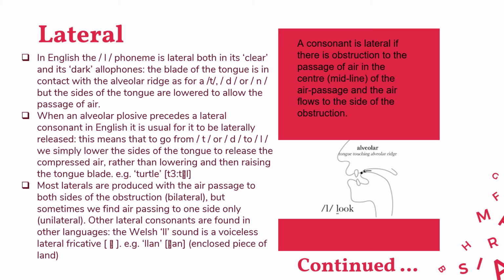When an alveolar plosive precedes a lateral consonant in English, it is usual for it to be laterally released. This means that to go from t or d to l, we simply lower the sides of the tongue to release the compressed air, rather than lowering and then raising the tongue blade. For example, turtle. Most laterals are produced with the air passage to both sides of the obstruction, or bilateral, but sometimes we find air passing to one side only. Other lateral consonants are found in other languages.